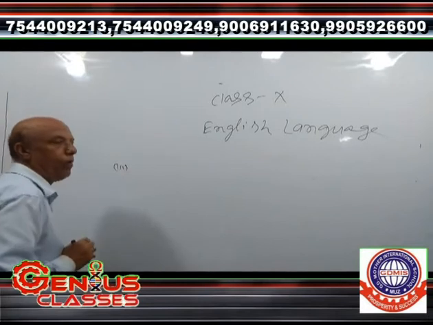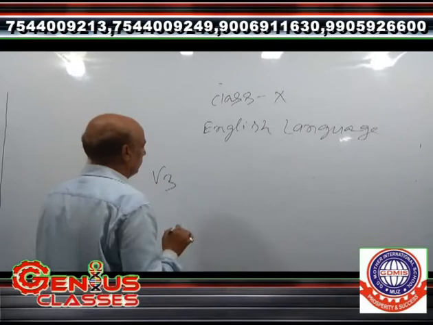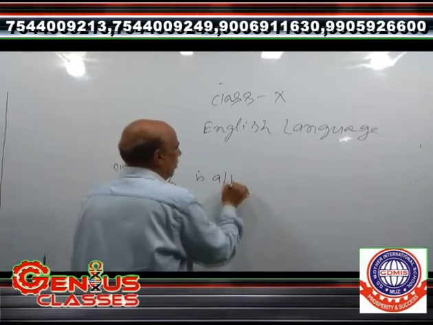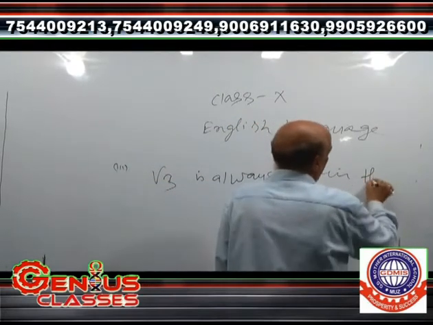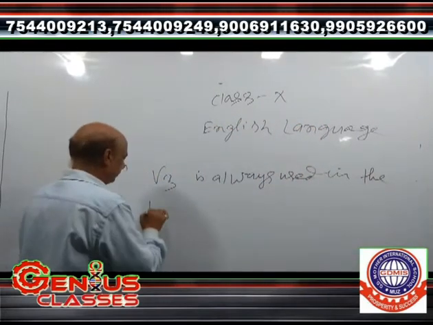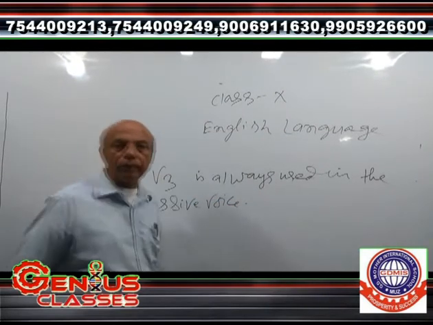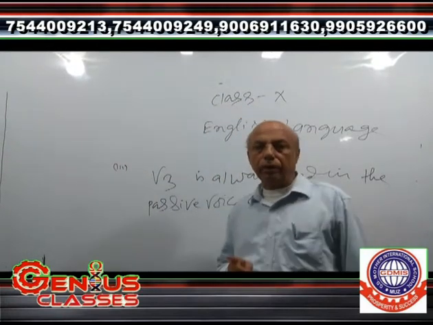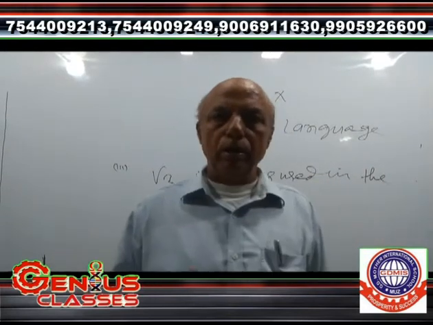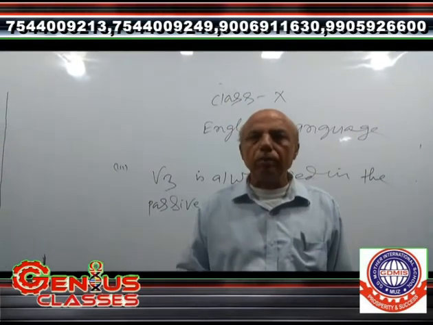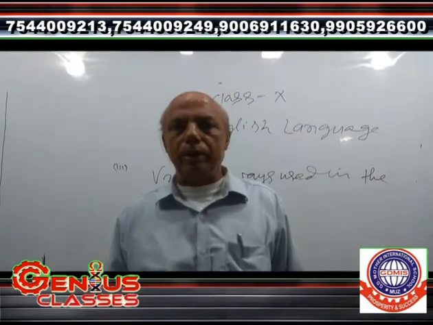In the third rule, V3 is always used in the passive voice. What do I want to tell? In the course of changing from active voice into passive voice, V3, the third form of the verb, the past participle, is always used in the passive voice.